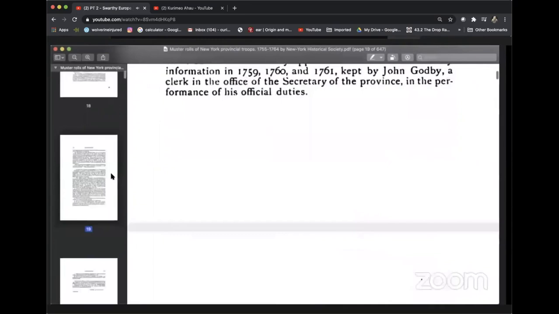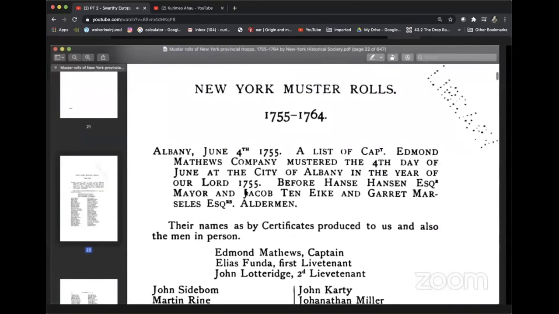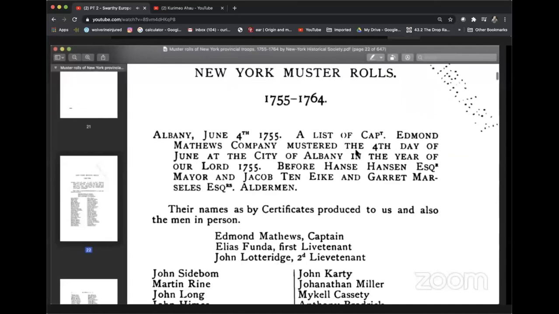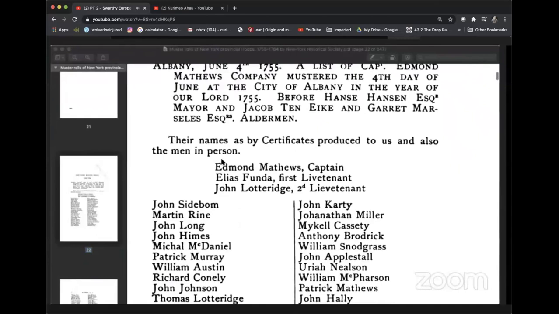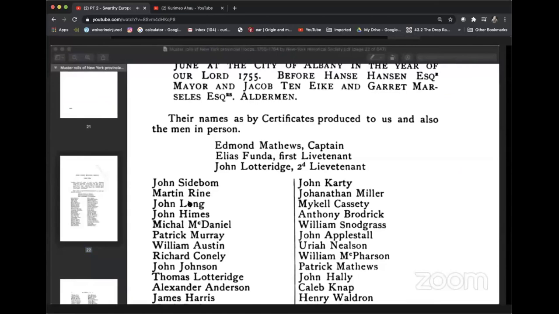New York muster roll, 1755, 1764, Albany, June 4, 1755, a list of Captain Edmund Matthews' company mustered the 4th day of June at the city of Albany in the year of our Lord, 1755, before Hanse Hansen Esquire, Major, and Garrett Marcells Esquire. Their names by certificates produced to us, and also the men in person. So they got two sources for the names: the men themselves told them their name, and they had a certificate, so they can verify that these names are real.